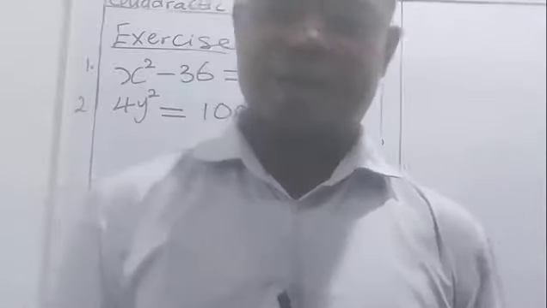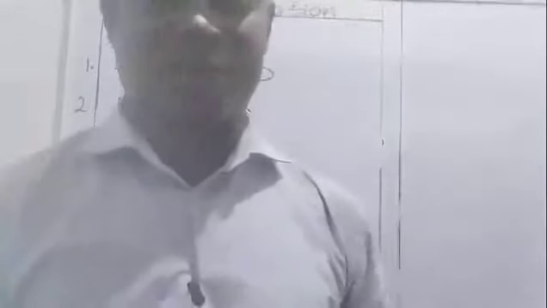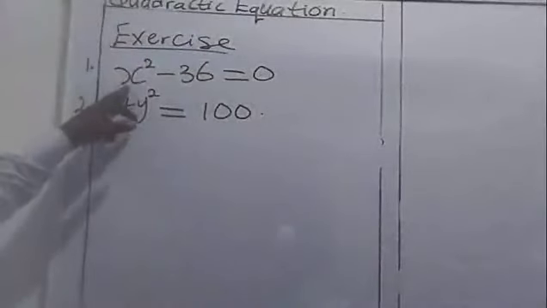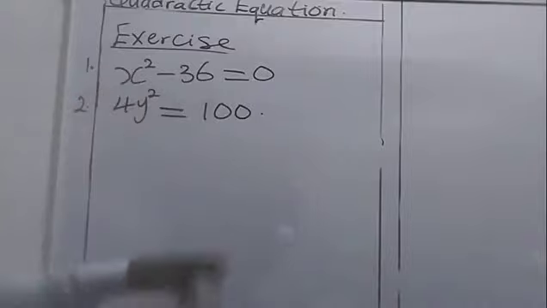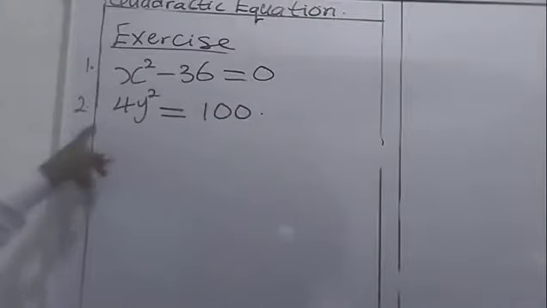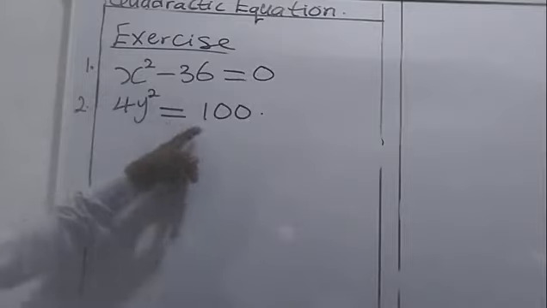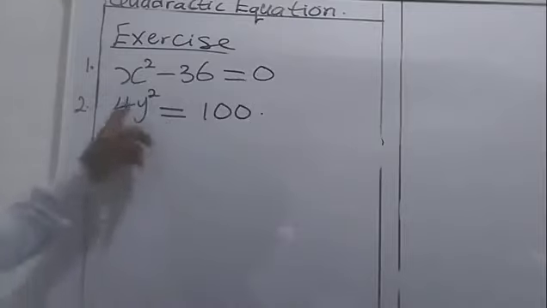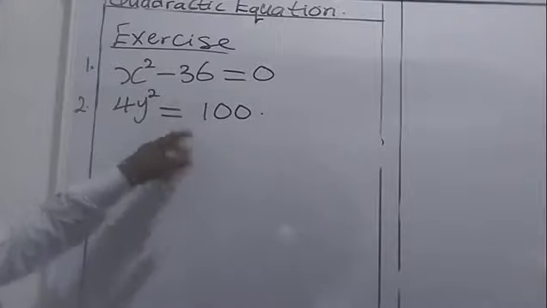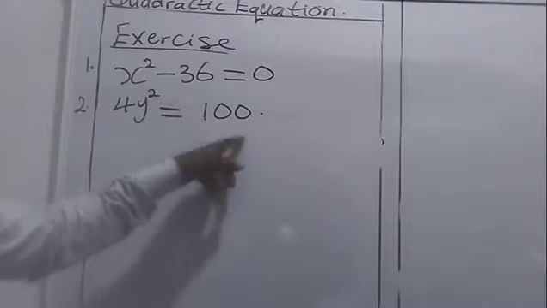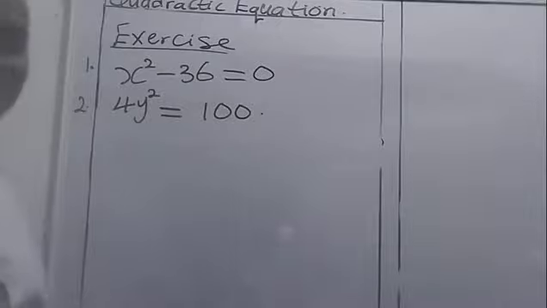Having ended the class for today, I have two exercises for us. The first exercise is x squared minus 36 equal to 0. The second one is 4y squared equal to 100. I want to see how you are going to rearrange this, then solve it.